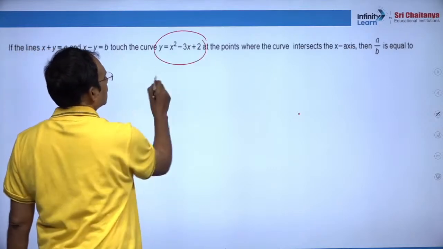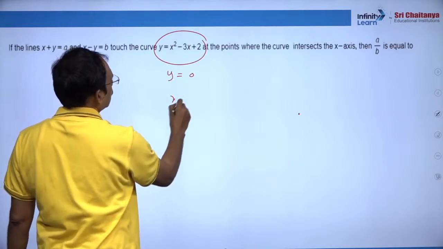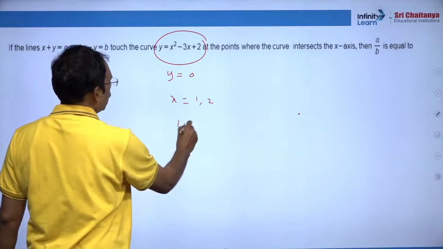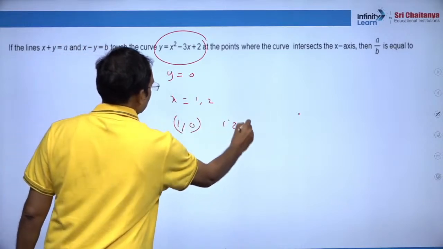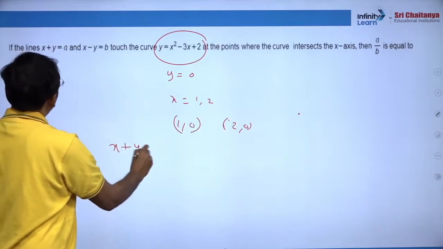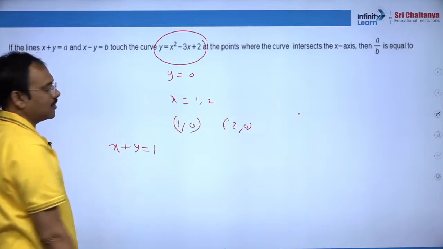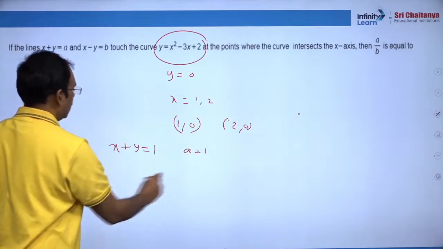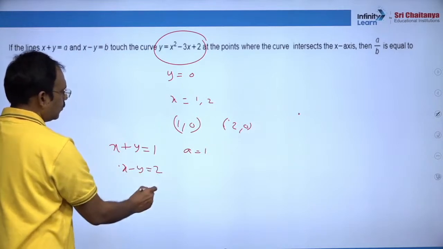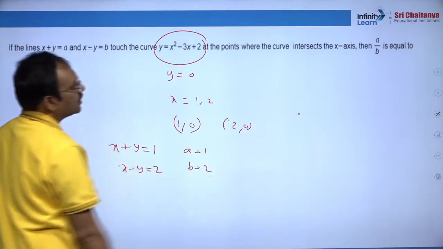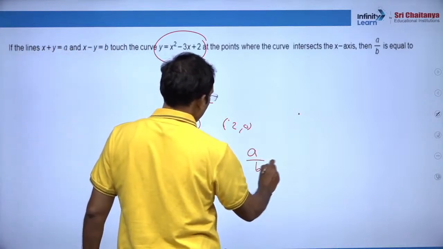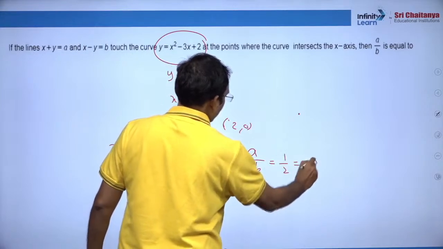Next, you see the lines touch the curve at the points where the curve intersects x axis. Where does this curve intersect x axis? Y is equal to 0, you know, x is equal to 1 comma 2. So, that means these points are going to be 1 comma 0, 2 comma 0. If the first one passes through 1 comma 0, x plus y is equal to 1 it is, that means a value is 1, and x minus y is equal to 2 passes through 2 comma 0. So, b value is 2. He is asking us to find a by b. Of course, a by b is going to be 1 by 2, which is 0.5.